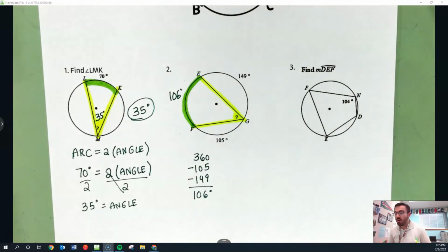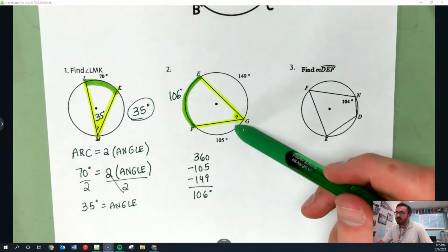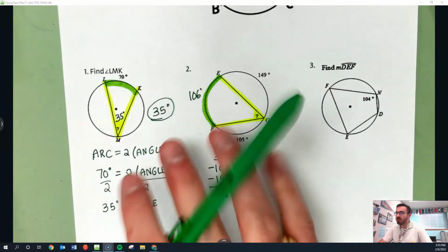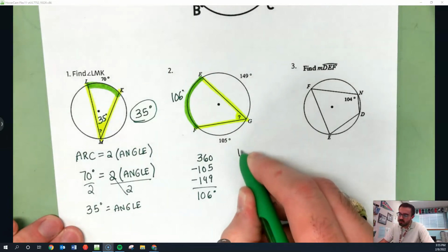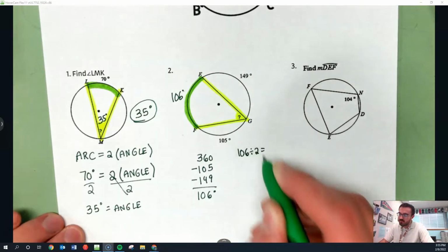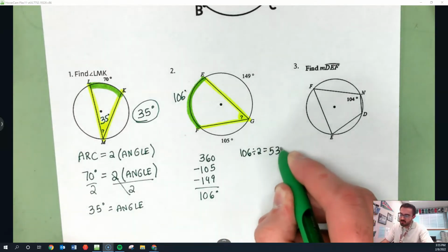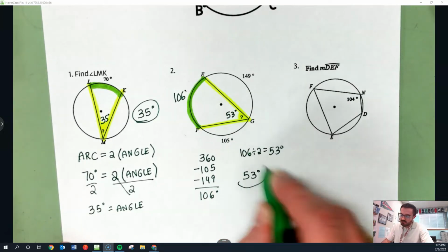We're done? Oh, no. So we know the green arc is 106. Okay, cool. Was that what we were asking for? No. Okay, look. So we got 106. We're looking for the angle. All right, well, this time we knew the arc. How did we find the angle? We divided by 2. Okay, we can do that again. So 106 divided by 2 is going to equal 53. So this angle is actually 53 degrees. Okay?